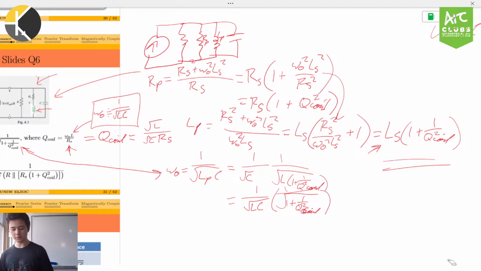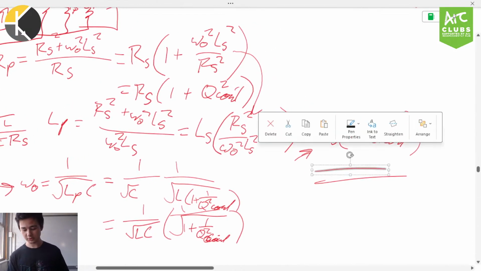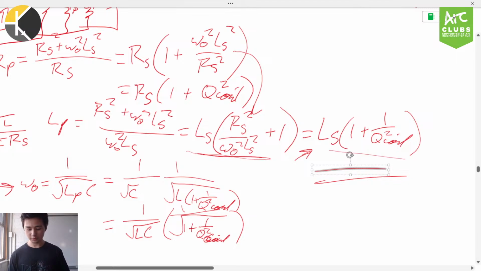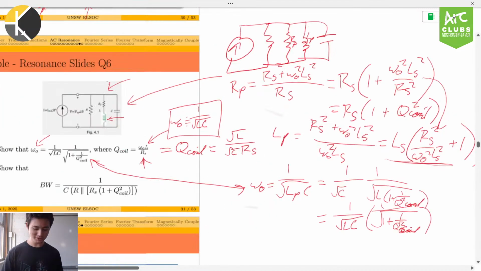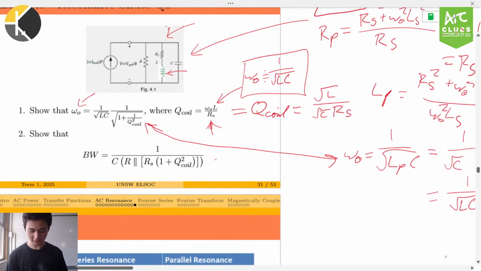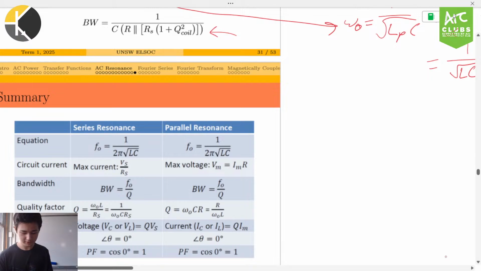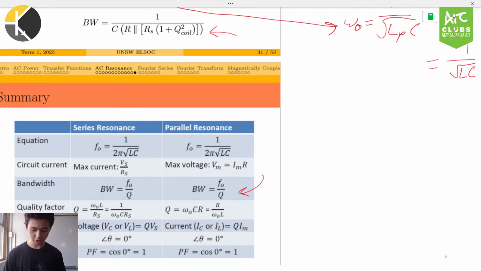So, how do we feel about that question? That was rather straightforward, as long as we were able to conceptualize the scalar multiple workings of parallel to series. Okay, so it's really just adjusting our components, which was a very cool thing. Now bandwidth, if we take a little peek down here, we can actually understand that, oh, bandwidth equals F0 over Q. We knew that, that's fantastic.